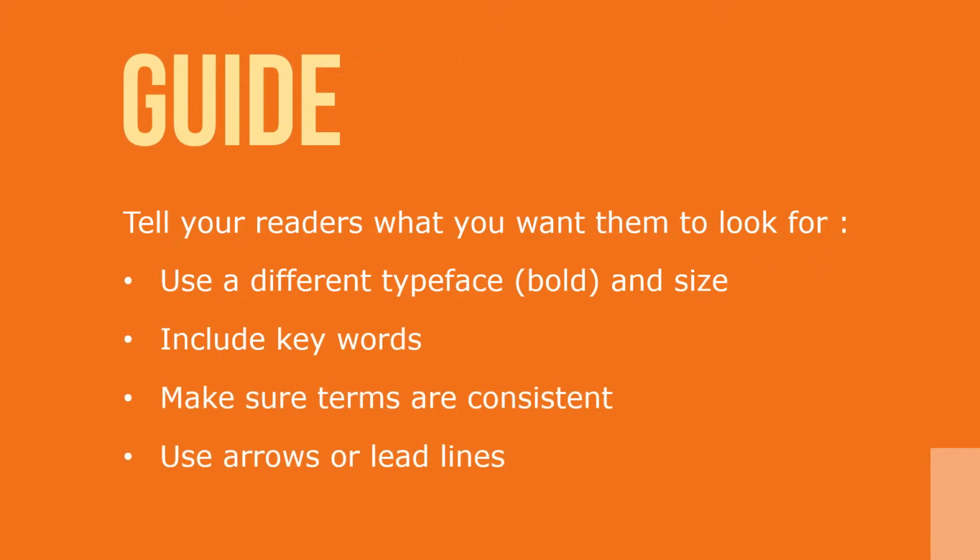Tell your readers what you want them to look for by doing the following. Use a different typeface, like bold, or a different typeface size. Include keywords about the function and the subject of your visual in a caption. Make sure any terms you cite in a caption are consistent with the units of measurement and the scope, years, months, or seasons of your visual. Use arrows or lead lines to point to key parts of your visual and include labels to clearly identify important elements.